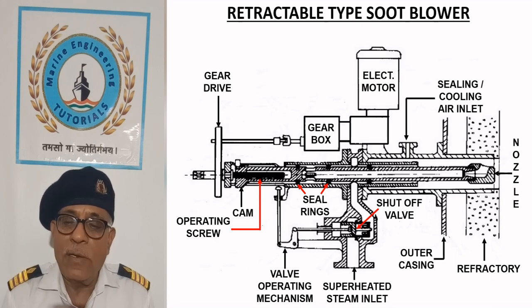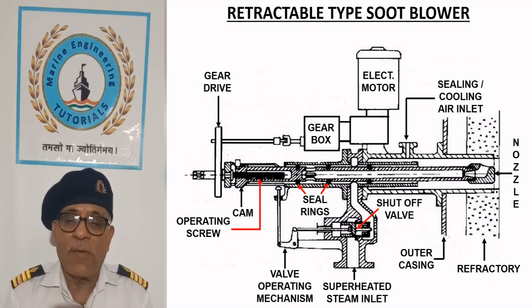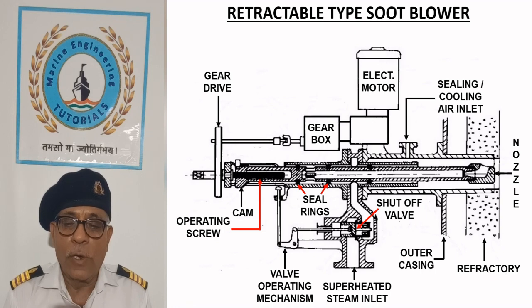Cooling air is supplied to the tube wall box from forced draft fan in case of oil-fired boiler or from scavenged air in case of exhaust gas boiler. Apart from cooling, air also acts as seal to prevent the entry of exhaust gas and soot into the valve box.